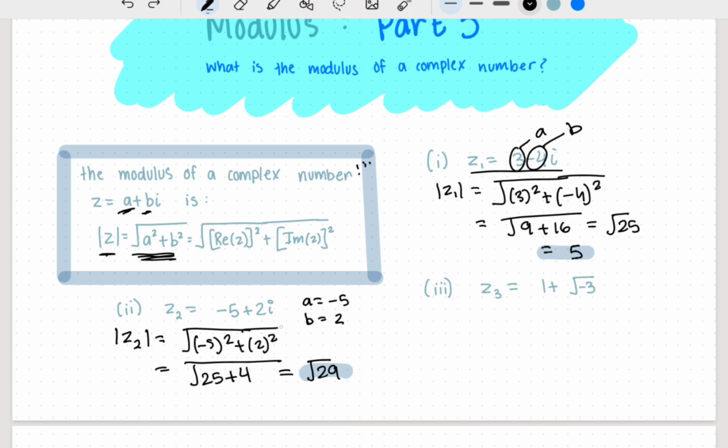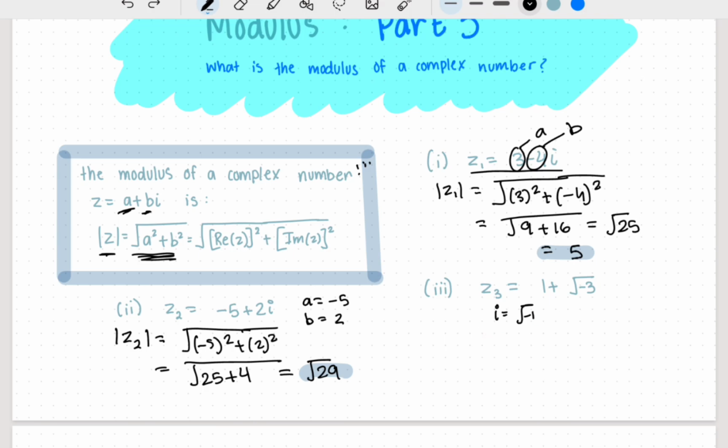Now let's move on to this third problem. z3 equals 1 plus the square root of minus 3. Once again, feel free to give this problem a go. Alright, so now you might be thinking, well, where's the i, right? Well, actually, we have to introduce the i. We know that i is nothing but the square root of negative 1.